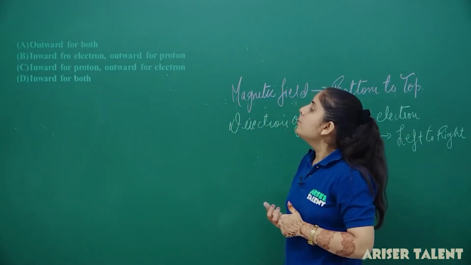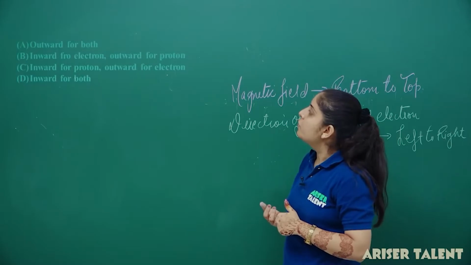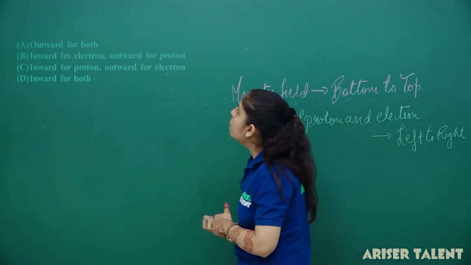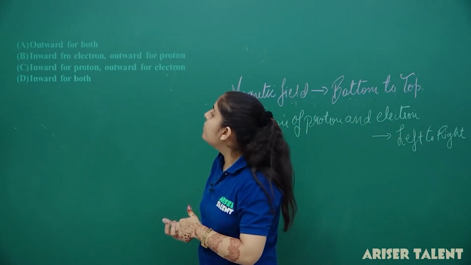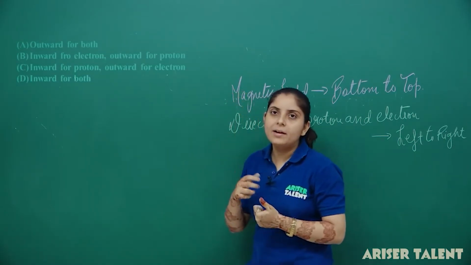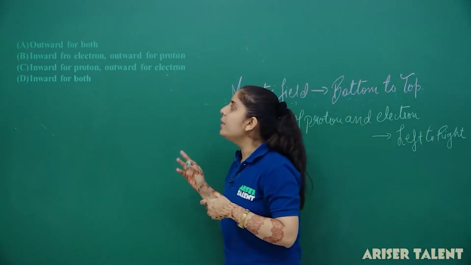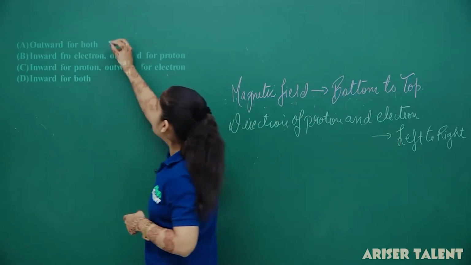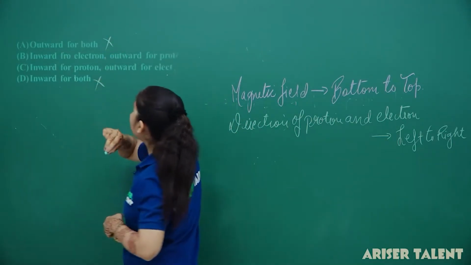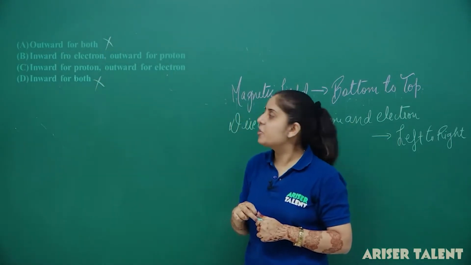Outward for both, inward for electron and outward for proton, inward for proton and outward for electron, inward for both. So you have to identify the cases here. It will not be the same for both. So outward for both and inward for both is a wrong explanation here.